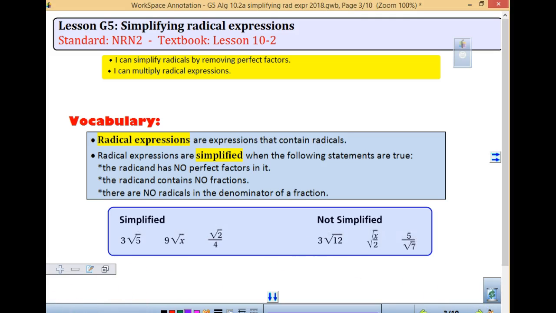Right now, if you would please read, Maria, the vocabulary part. Keep going.